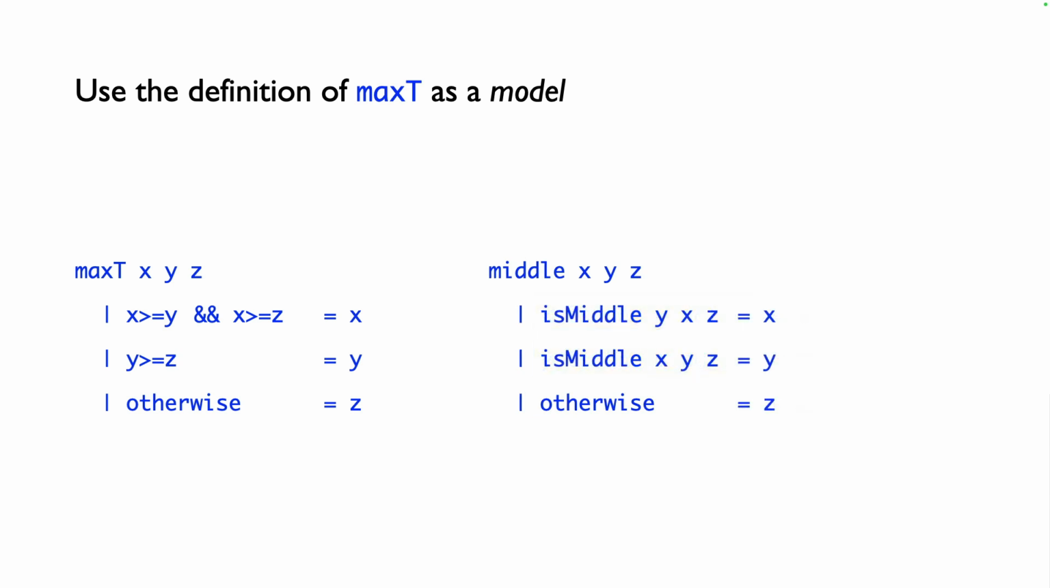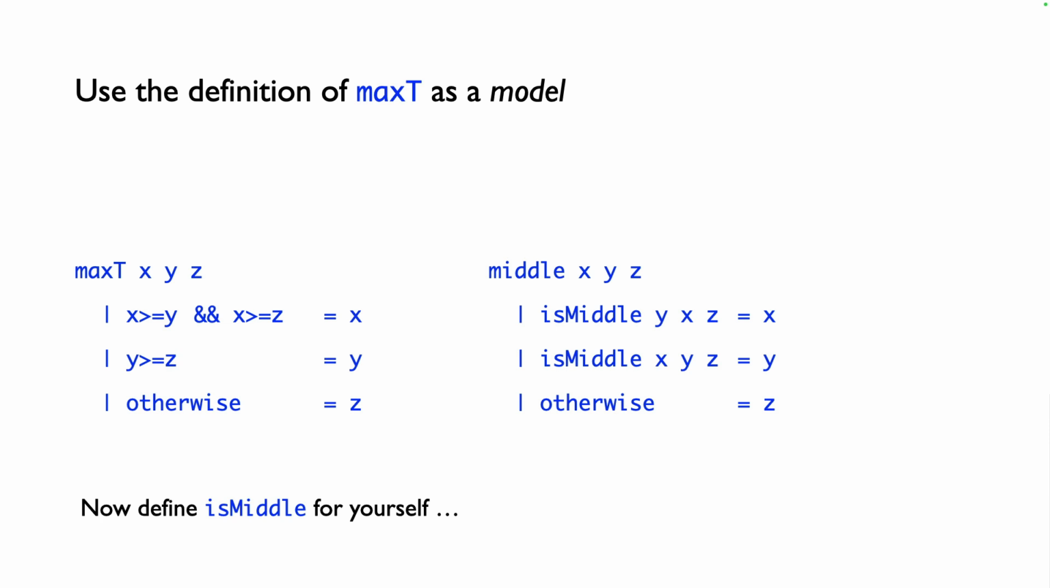And here I say is middle y, z, y, x, z. So it's saying x is in the middle of y and z. And similarly, I can say the answer is y when y is the middle of x and z. So then it's an exercise for us to define is middle for ourselves. So I've not solved the problem completely, but I've changed solving the whole problem into the problem of defining this is middle function. And I leave that to you to think about.